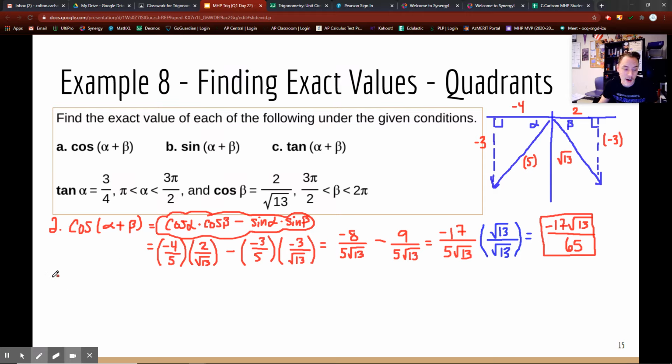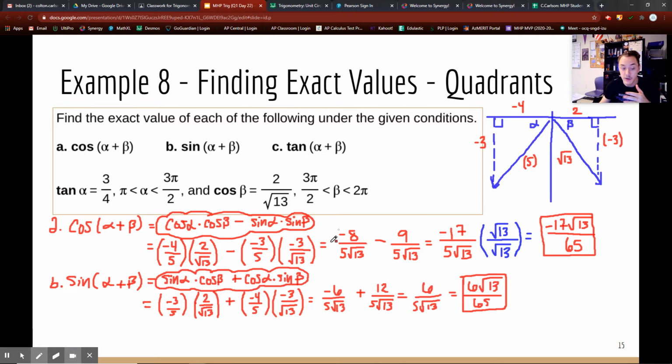So now I want you guys to try to do sine. So sine of alpha plus beta. Try to do sine by yourself. Great, so this is sine. Now I didn't rationalize at the end here because we already knew what that kind of looked like. We already knew what it would be when I multiply by radical 13 here. I already know what the denominator is going to be. It's 65, so I didn't want to show that step, but you could technically still rationalize at that point, and you would still get the exact same thing. But this is my final answer.